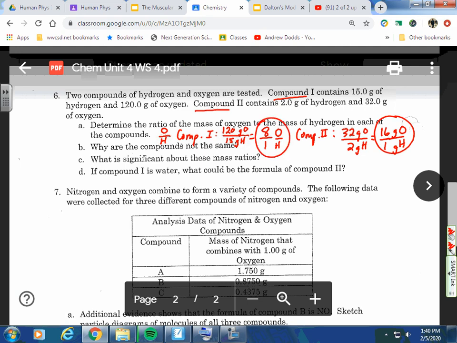So these are the two ratios I want to look at. Why aren't they the same? They're not the same compound. Apparently one has more oxygen per hydrogen. What's significant about these mass ratios if I look at them? Anything stand out to you when you look at 8 and 16? Any kind of relationship between 8 and 16? Yeah. 16 is 8 doubled, right?